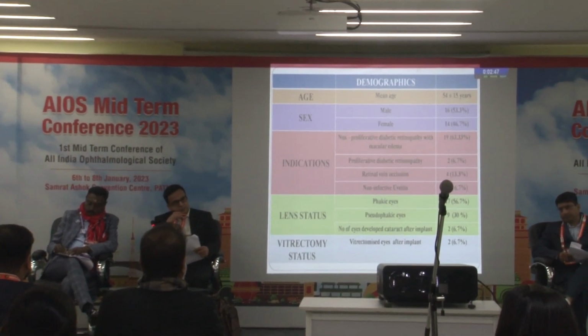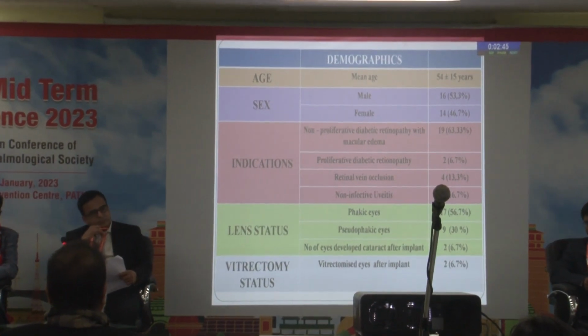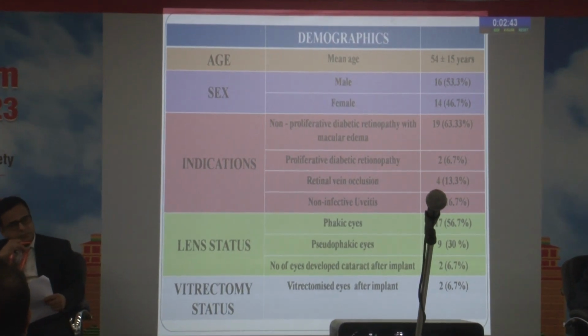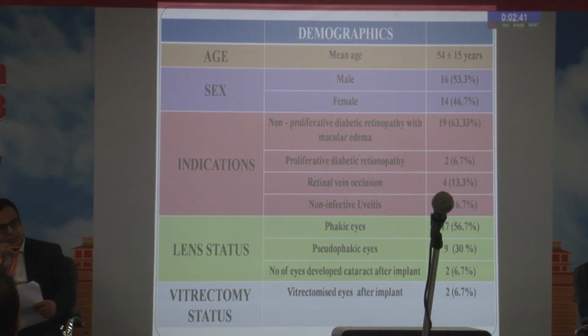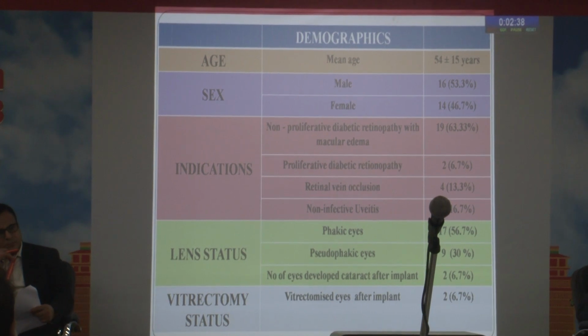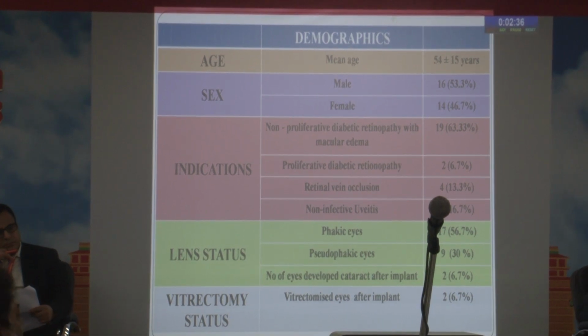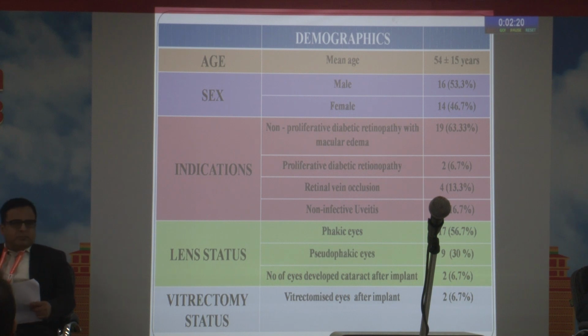The mean age of the study population was about 54 plus or minus 15 years, of which 16 were male and 14 were female. The most common indication for Ozurdex in this study was non-proliferative diabetic retinopathy, then proliferative diabetic retinopathy 2 cases, retinal vein occlusion 4, and non-infectious uveitis 5. In our study group, 17 patients were phakic and 9 were pseudophakic, and 2 patients developed cataract after implant with a mean duration of about 3 months.